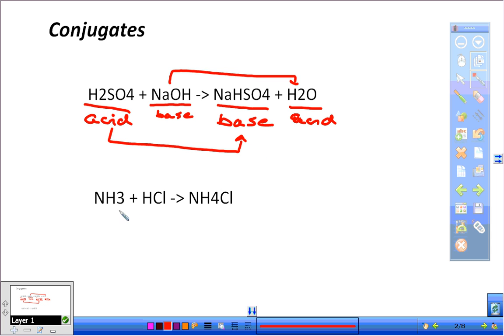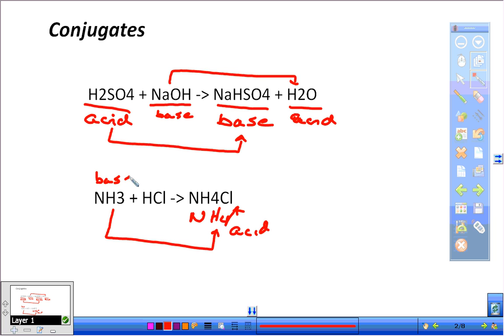But as we look down at this particular reaction, we have ammonia reacting with hydrochloric acid to produce ammonium chloride. What we're going to look at here is the ammonia converting into NH4, so this is increasing by one hydrogen, and the NH4 is the acid. So really this is the conjugate salt of ammonia, and this is the base.